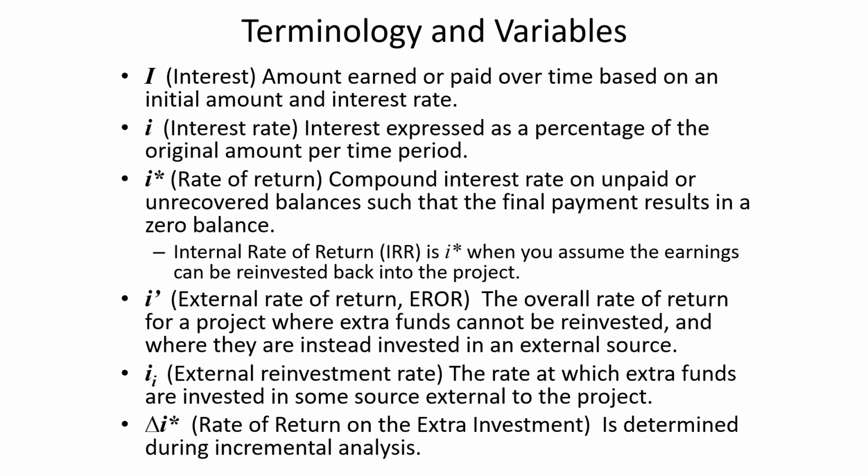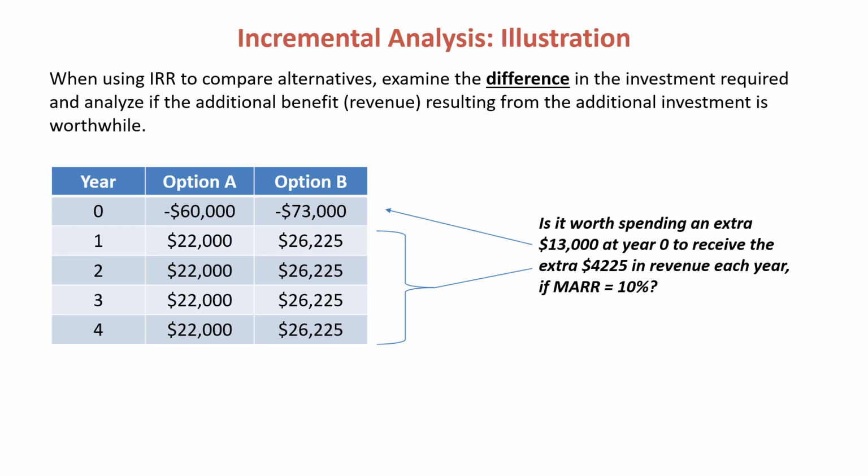All right. Now last is something that we're going to be talking about today, delta I star. So delta is just another symbol to represent increment. It means the difference between alternatives. So oftentimes what we'll want to do is calculate what is the rate of return on the additional money required for a more expensive alternative. So that's what we're fixing on today: the internal rate of return on the increment.